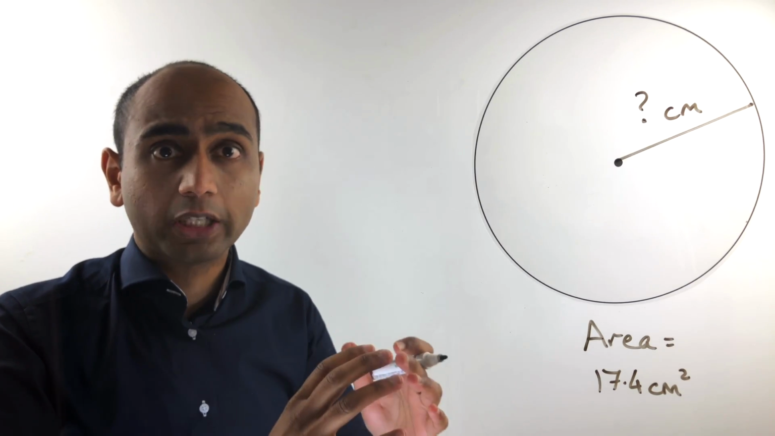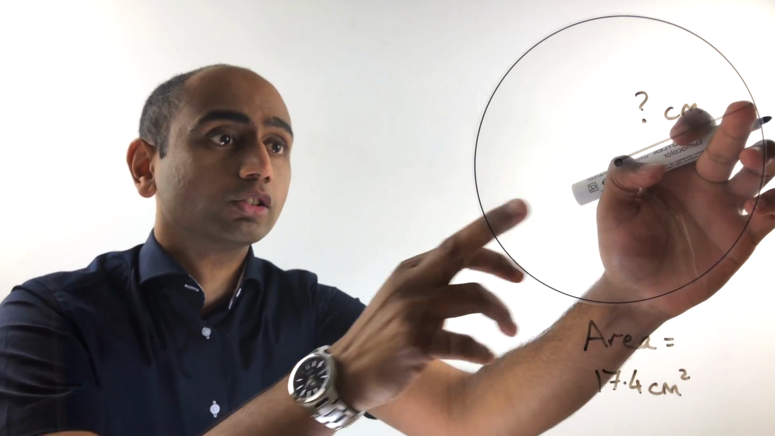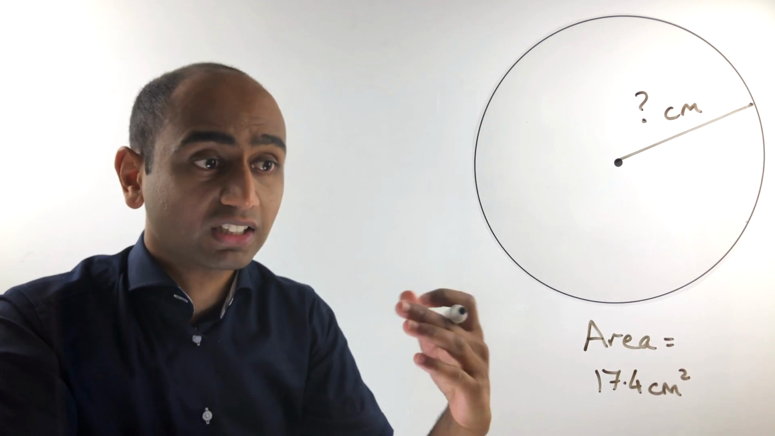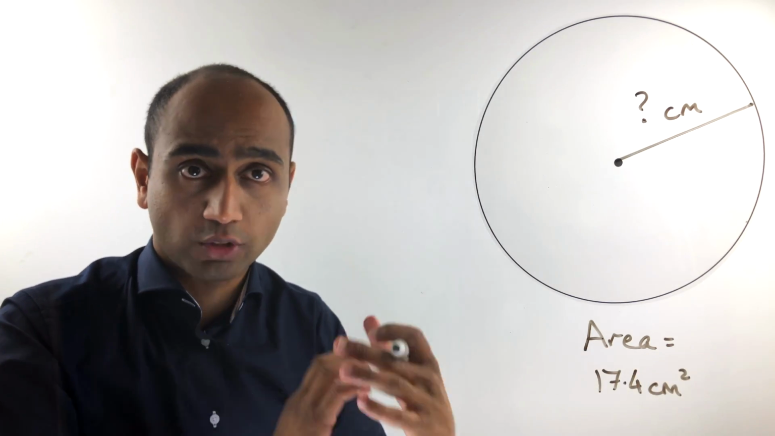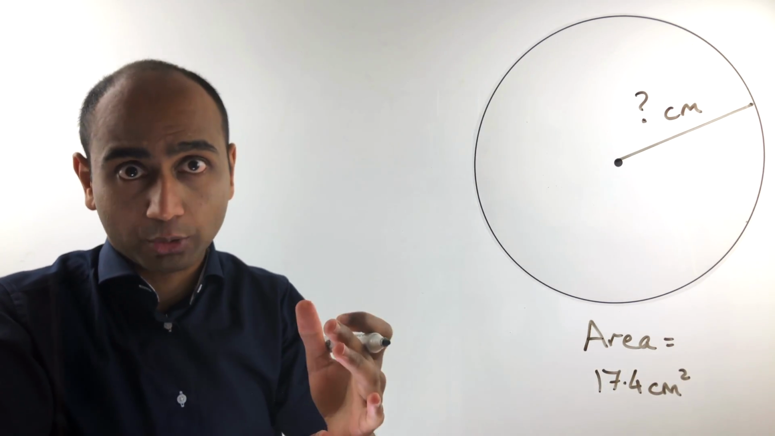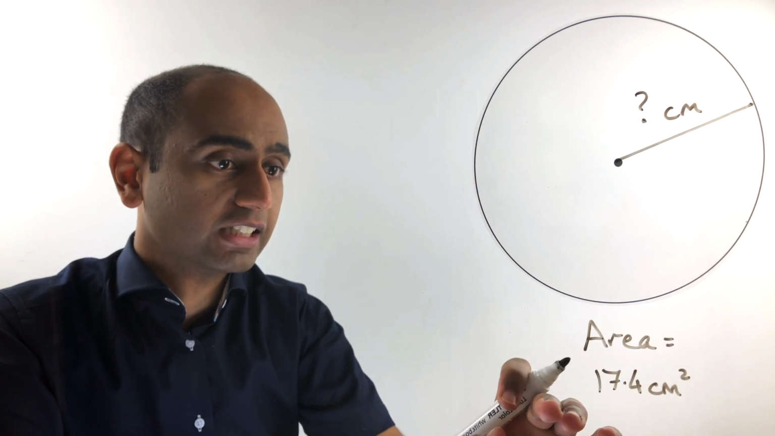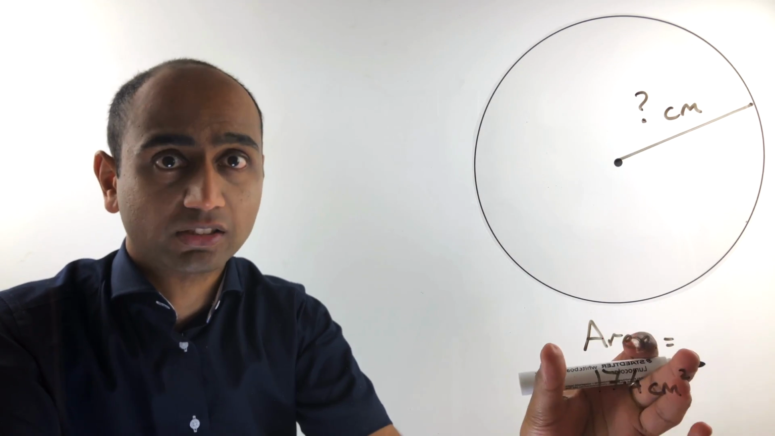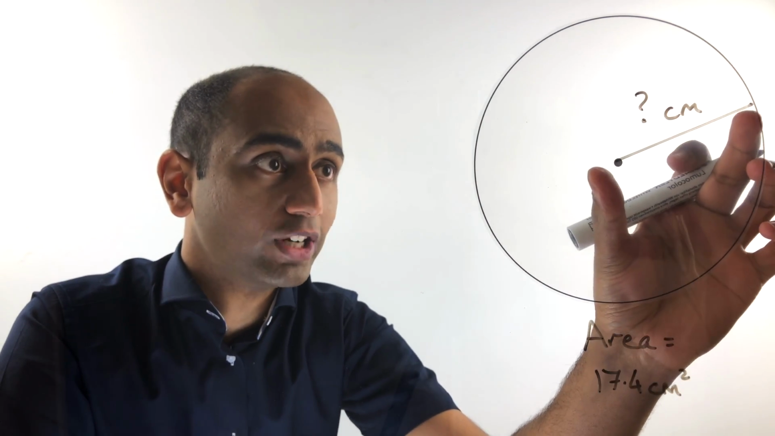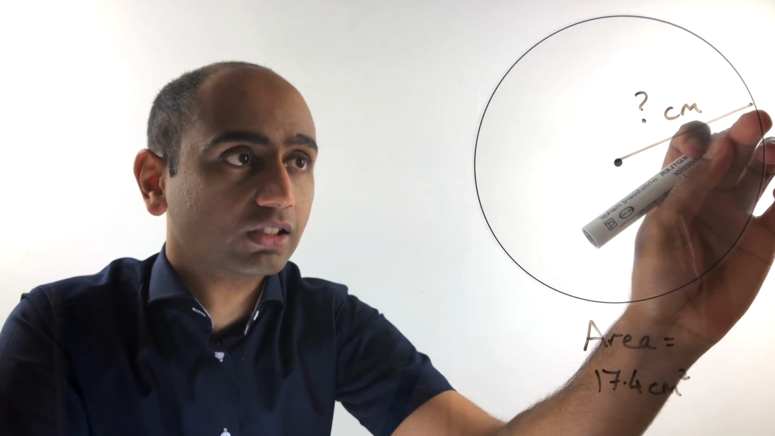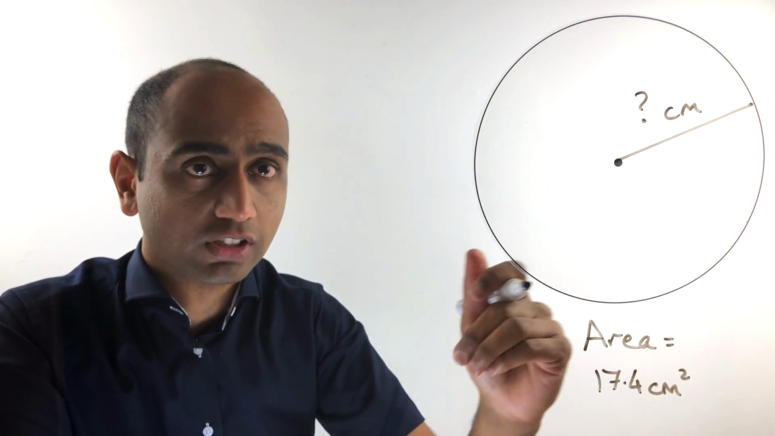In this video, what we're going to do is find the radius or the diameter of a circle given its area. So that involves using the formula backwards. In this question, we're told the area is 17.4 centimeters squared, and we need to find the radius. That's the distance from the center to the edge of the circle.